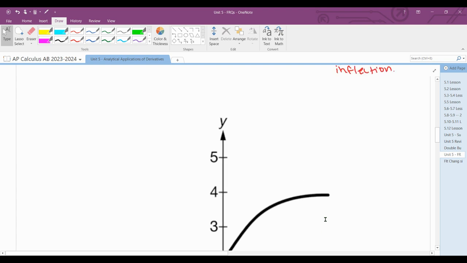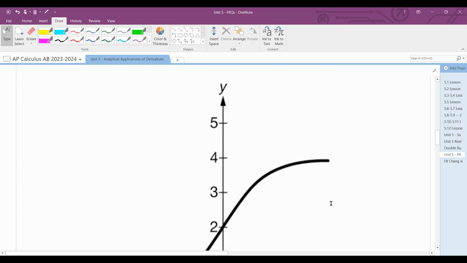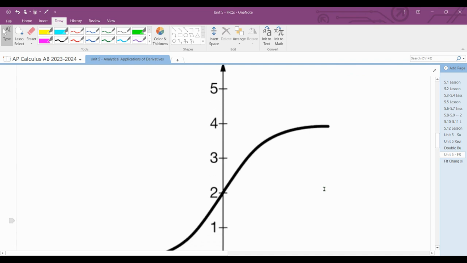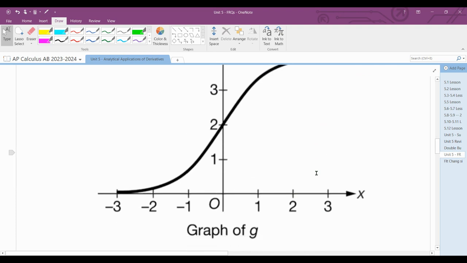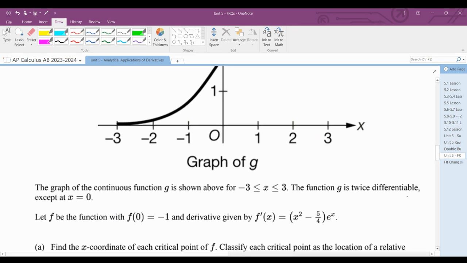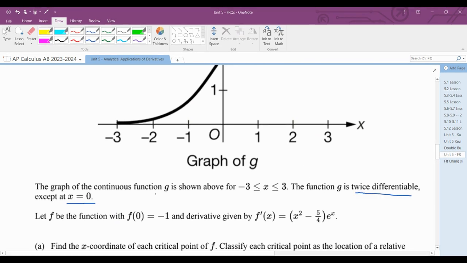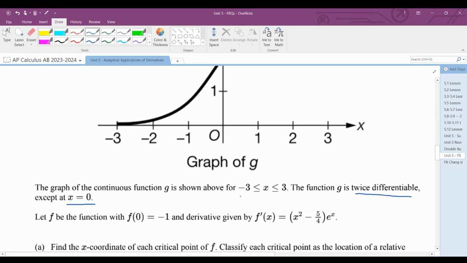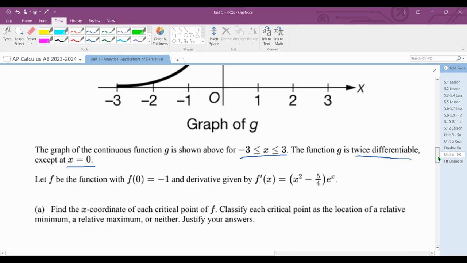All right, so in this video, I'm going to go over the FRQ part B, which is the non-calculator portions of the FRQs. And so this first one, it has a graph of G, which is here, and it tells you that it's a continuous function. It also tells you that it's twice differentiable except at x equals 0. And our bounds are from -3 to 3.